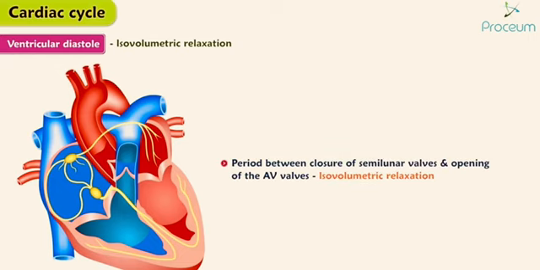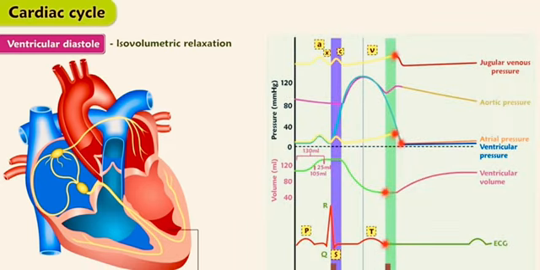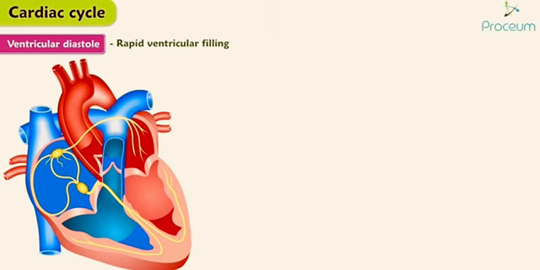And in ventricular diastole, there is isovolumetric relaxation, the period between closure of the semilunar valve and opening of the AV valve, which is called isovolumic relaxation. In the graph, we see the isovolumic relaxation at the atrial pressure point, and in the ECG it goes to the T wave and crosses the green line.